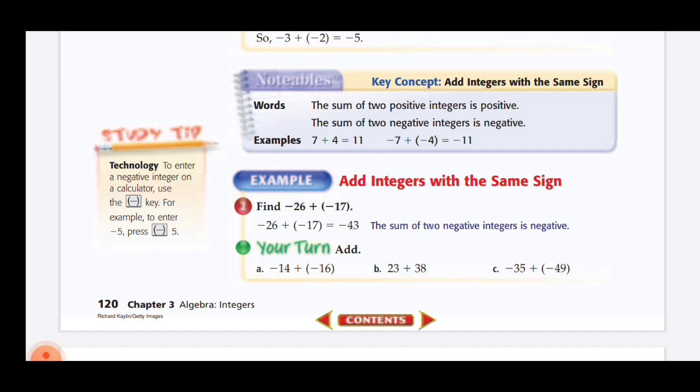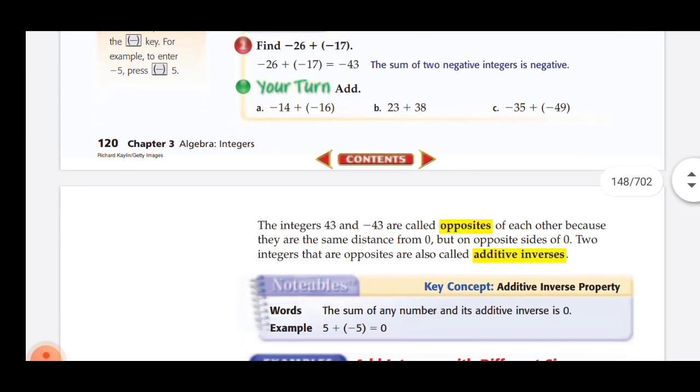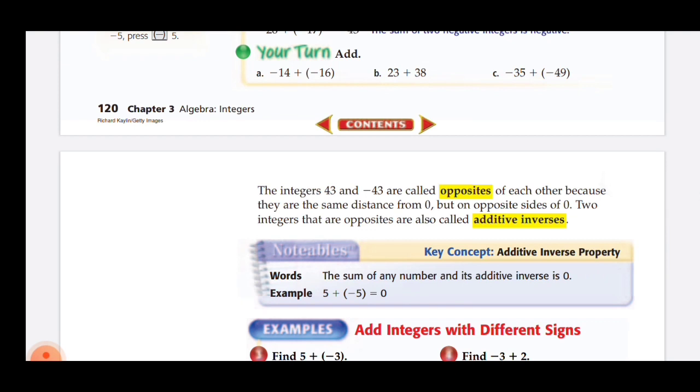Example: add integers with the same sign. 2. Find -26 plus -17. -26 plus -17 equals -43. The sum of two negative integers is negative. Your turn. Add. A. -14 plus -16. B. 23 plus 38. C. -35 plus -49.